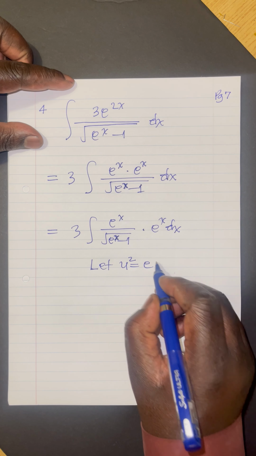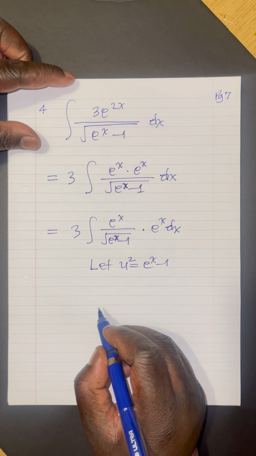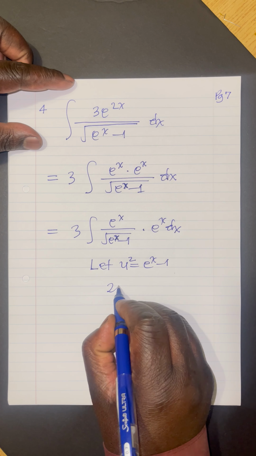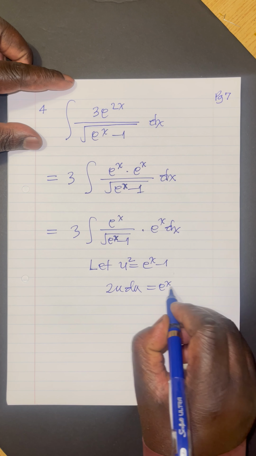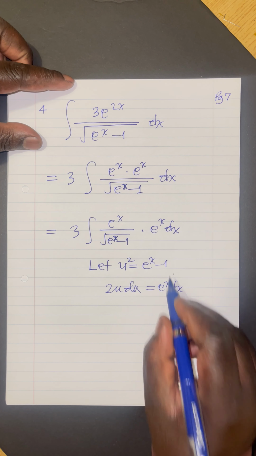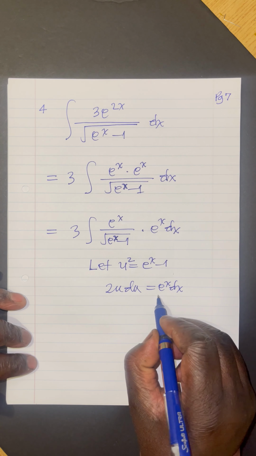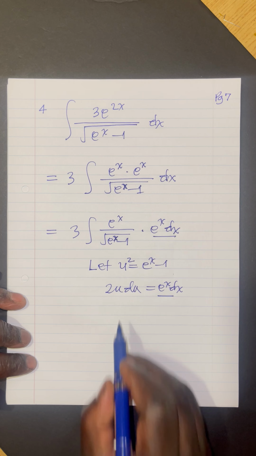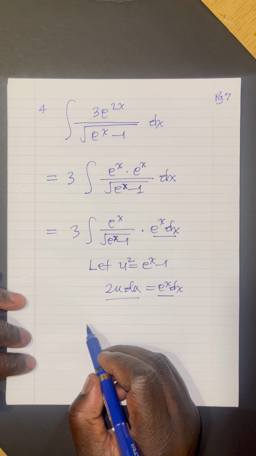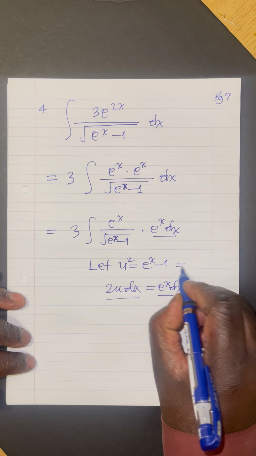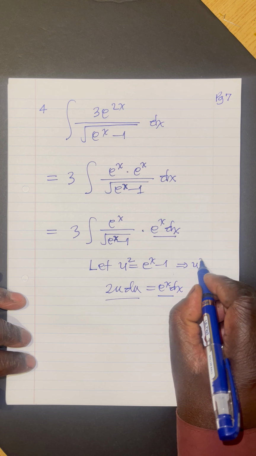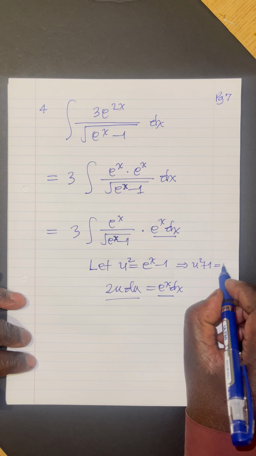I will now let u squared, because of the square root sign, be equal to e to the power x minus 1. Differentiating both sides, 2u du is equal to e to the power x dx. Remember, derivative of 1 is 0 because it's a constant. That expression is taken care of. I have this part here. And so e to the power x, we can solve for from here. You'll agree with me that u squared plus 1 is actually equal to e to the power x.